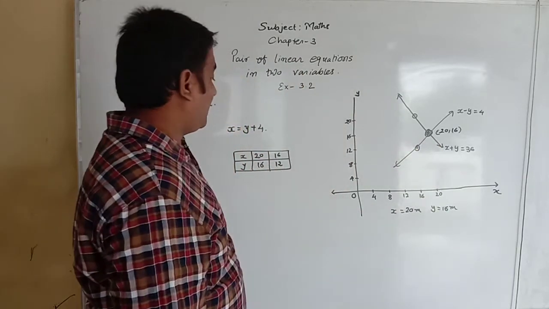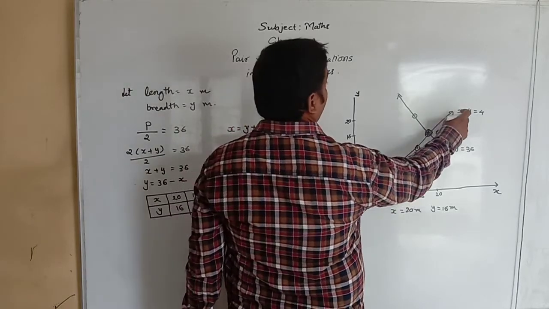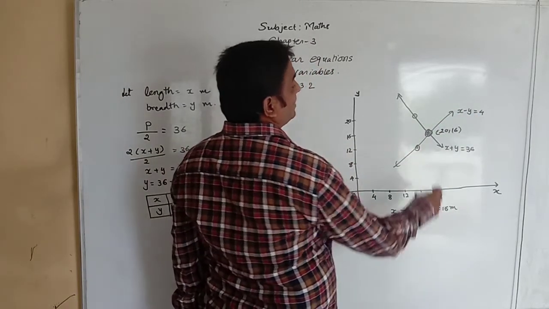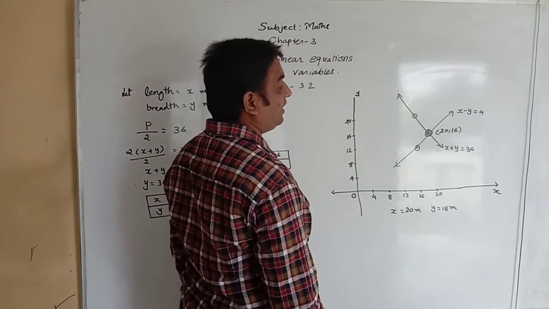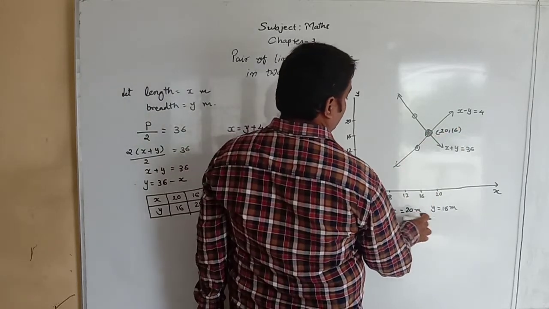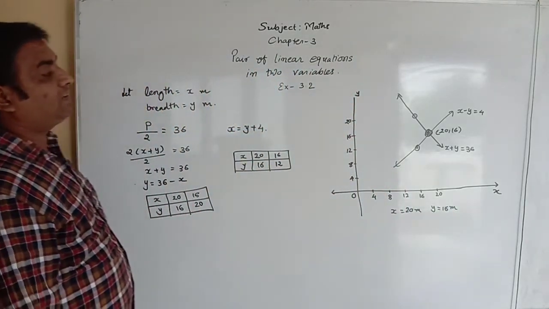We plot the points x equals 20, 16 and 16, 12. Then we get the line x minus y equals 4. We can see that both the lines are intersecting at 20, 16. And so x equals 20, y equals 16 is the solution of the given equations.